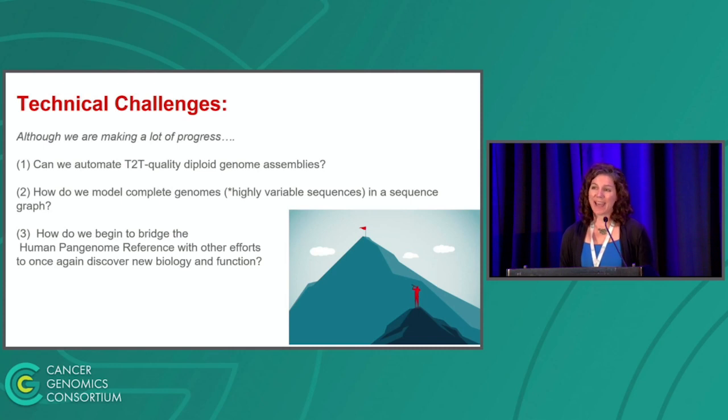In addition, once we have these genomes, how do we begin to model these highly variable regions between them in a way that's useful to the community? And how do we begin to call variants in these regions or build the protocols that are necessary for outreach and engagement with communities that are interested in flagging new associations with disease?